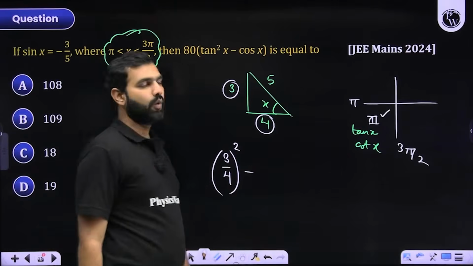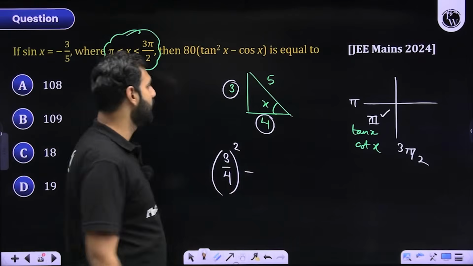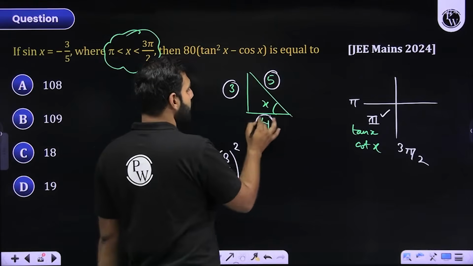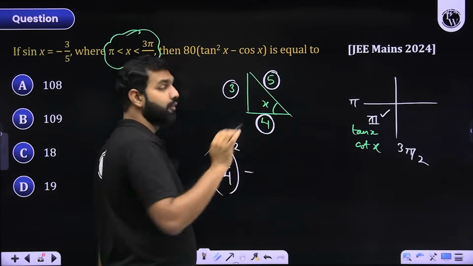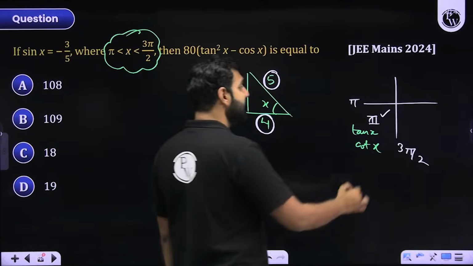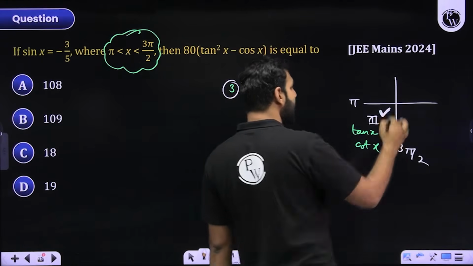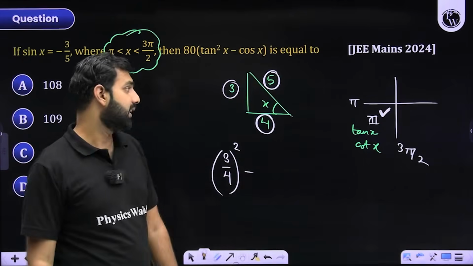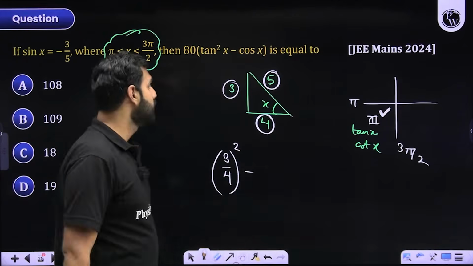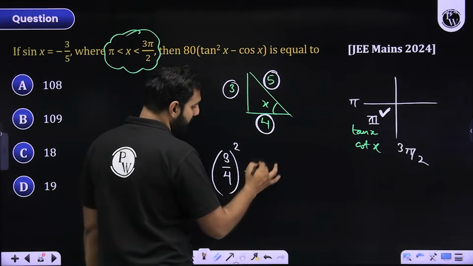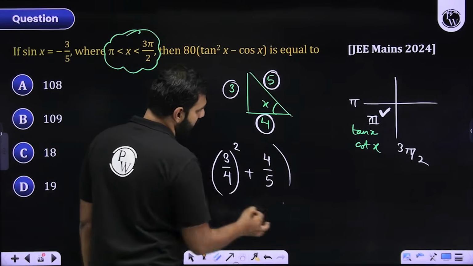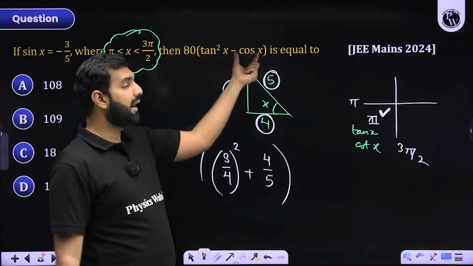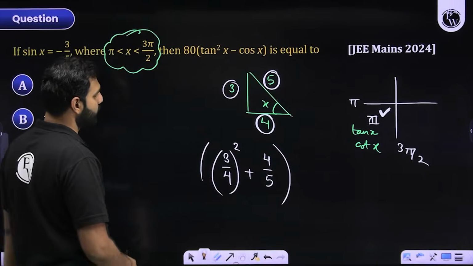Minus cos x. Now, when I wish to write cos x, it is going to be base upon hypotenuse, which is going to be 4 by 5. But x is an angle which lies in the third quadrant. In the third quadrant, cos x is negative. So it should not be 4 by 5. It should be minus 4 by 5. Did you get that part here, students, very clearly?